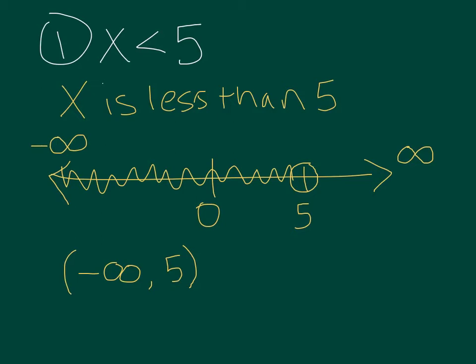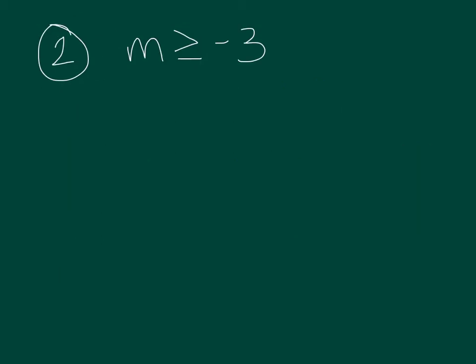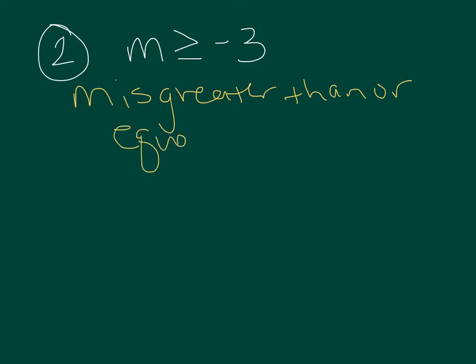Okay, let's try another one. Number 2, m is greater than or equal to negative 3. So you can write that out. m is greater than or equal to negative 3. Equal to is because it has the line underneath.